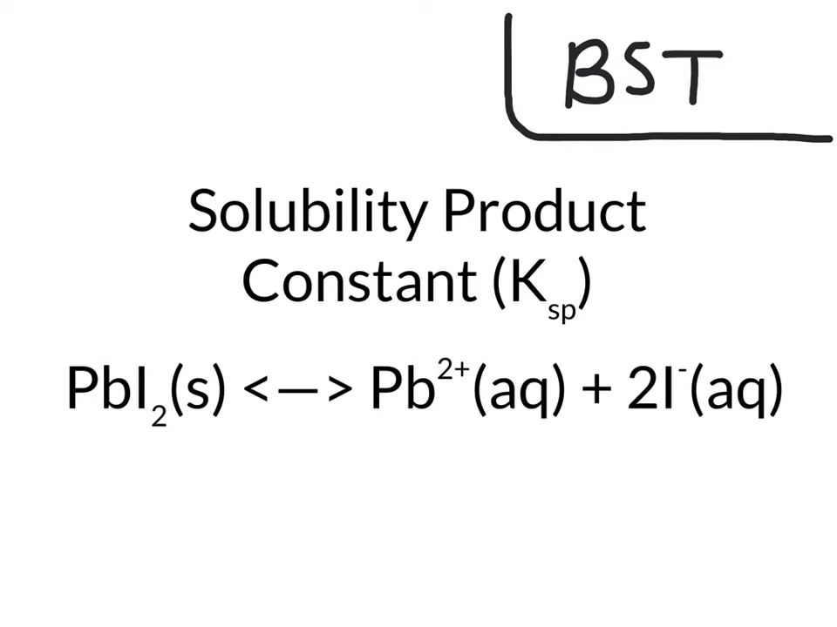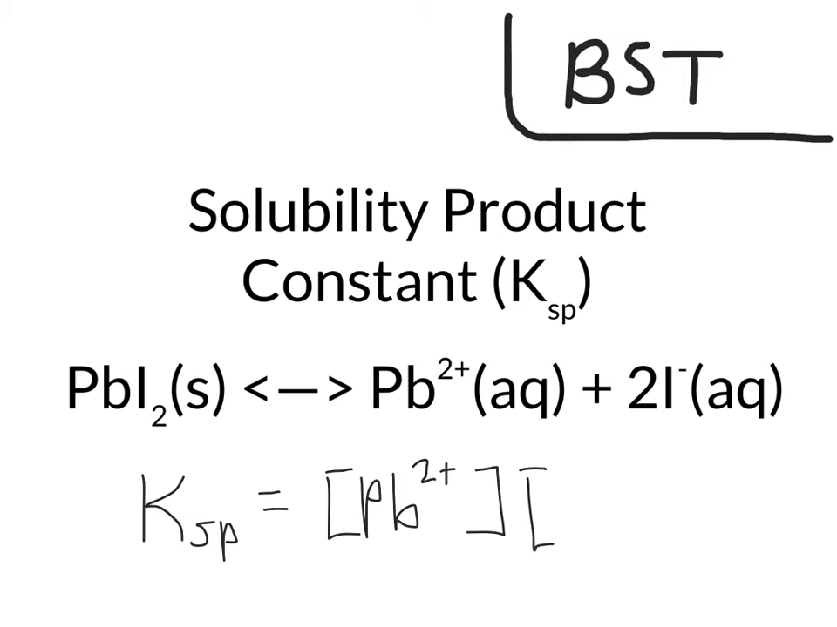And when writing the equilibrium constant, KSP will always take on a similar form because the left side, the reactant, is a solid. That won't appear. So all we're going to have is the product of the products, so lead 2 plus and iodide, raised to their stoichiometric coefficients. Lead 2 plus has a stoichiometric coefficient of 1, iodide has a stoichiometric coefficient of 2. So KSP will be the concentration of lead 2 plus times the square of the concentration of iodide.